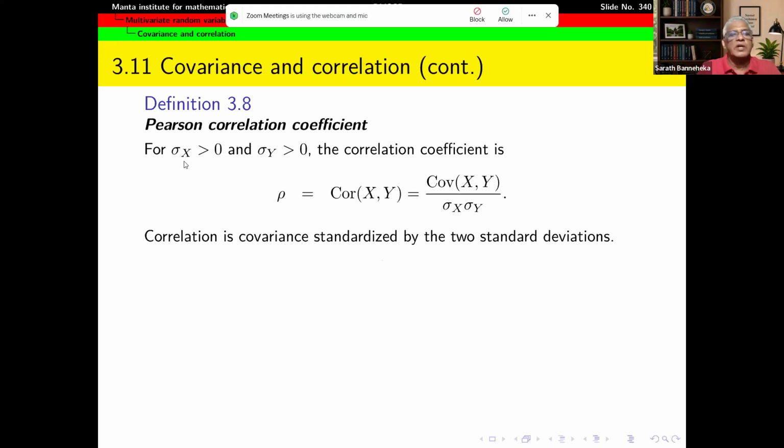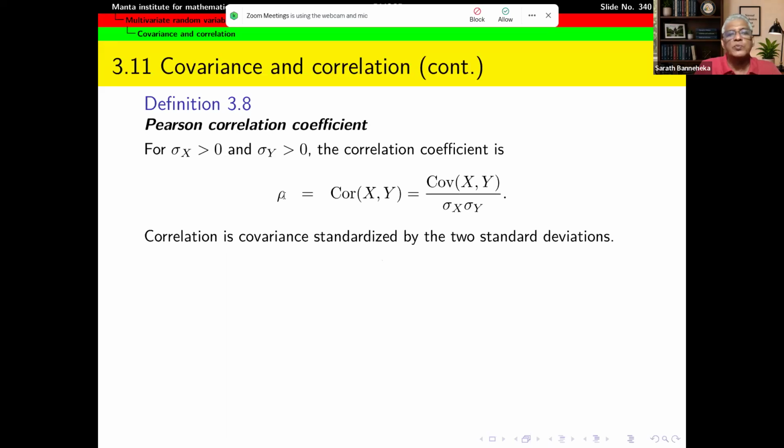So suppose you have a random variable, sigma x greater than 0, because otherwise the only possible value is 0. That will happen if and only if x is a constant. So when we say sigma x greater than 0, we are in other words saying x is a random variable. And likewise sigma y greater than 0, right? The correlation coefficient is defined as this. On the other hand, this quantity cannot be defined if sigma x or sigma y or both were equal to 0. So therefore, mathematically, this condition is required for this quantity to be valid.